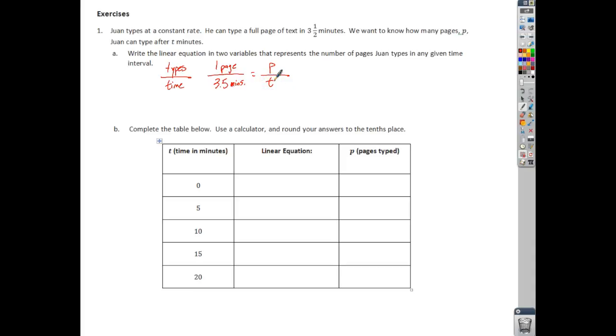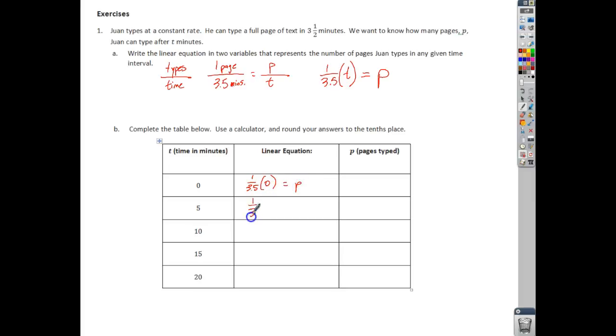And we want to set this up as an equation to solve for P. So I'm going to cross multiply with T, so I've got 1 over 3.5, and I'm going to multiply it by T, and that's going to give me what P is, okay? P is what we're trying to figure out here. We're going to change the time, and figure out how many pages that is. They give us the minutes, so we just have to type this in and calculate. So 1 over 3.5 times the minutes is going to give me P.